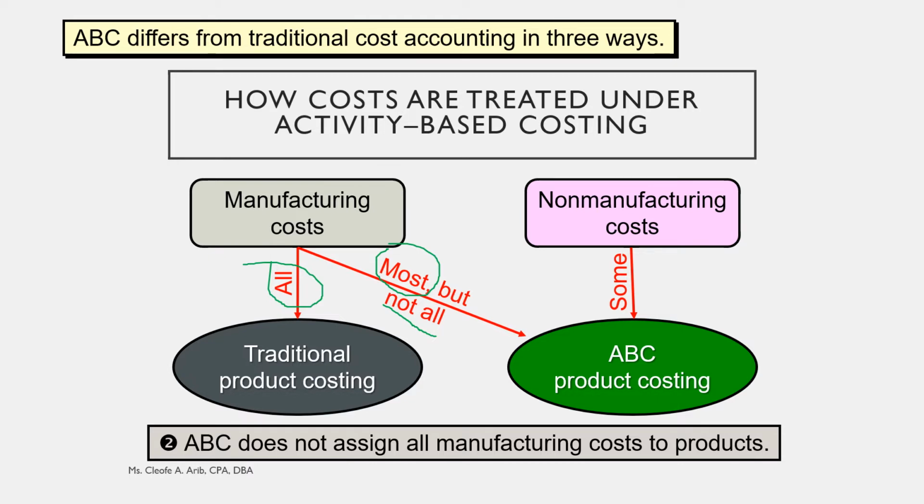So, let's repeat ha. Another difference nila is that ABC does not assign all manufacturing cost to products. Ano lang yung most? Direct material, direct labor, walang problema whether traditional yan or ABC, yung dalawang yun sure talaga product cost. Ano ang hindi sure as product cost when we talk about ABC product costing? Yung ating tinatawag na manufacturing overhead. Sino sa manufacturing overhead? Yung mga organization sustaining cost, at saka yung inyong unused capacity cost.